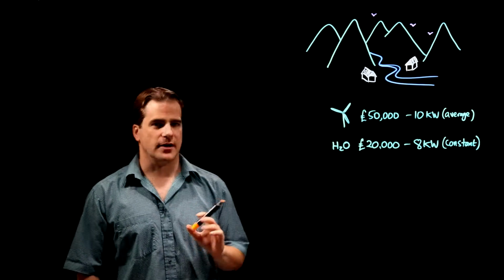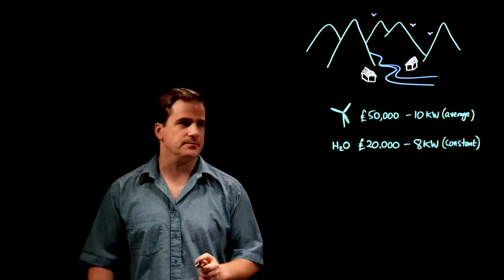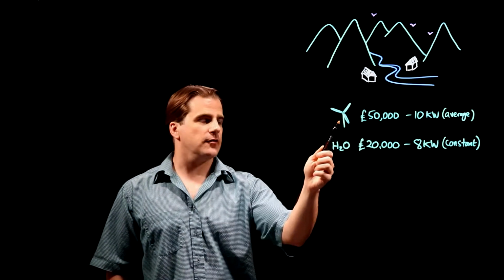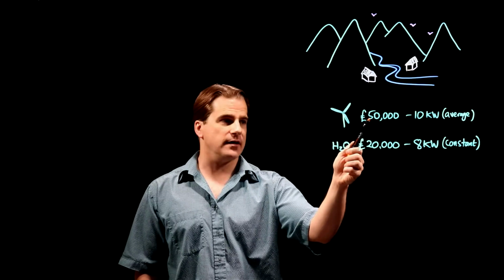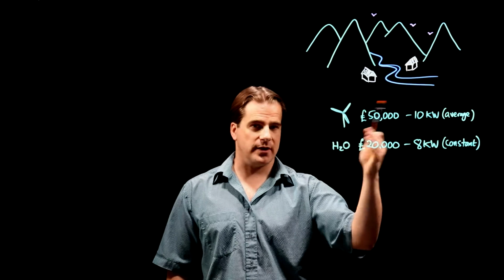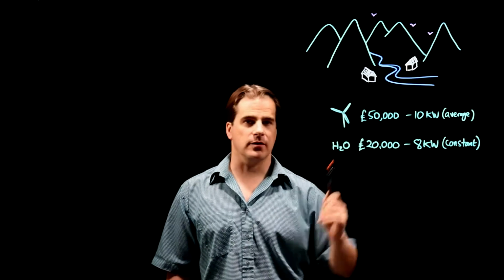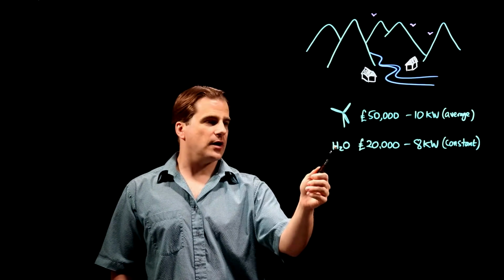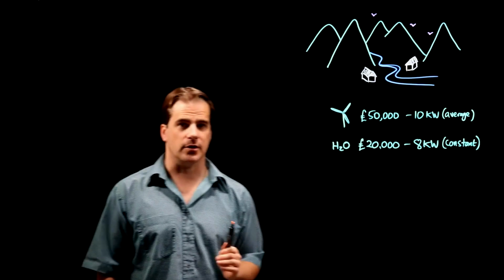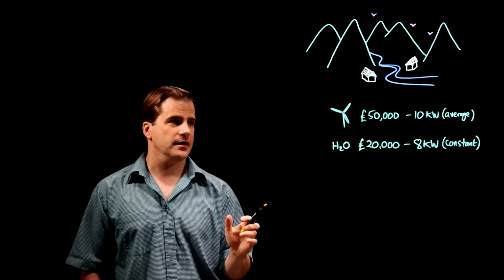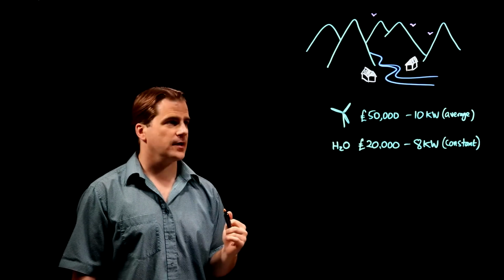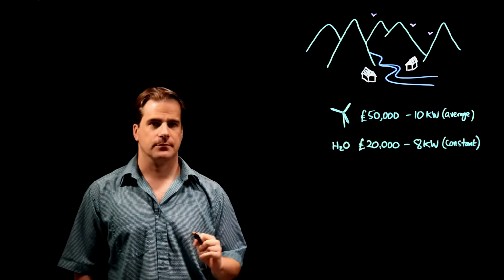Okay, right, on to the main bit of the question, part B. They have the choice of buying a wind turbine for 50 grand. It gives an average output, because the wind is unreliable, of 10 kilowatts. Or a hydroelectric generator for 20 grand, but it gives you a constant output of 8 kilowatts. And you have to write a mini essay comparing the advantages and disadvantages of both, worth 6 marks.